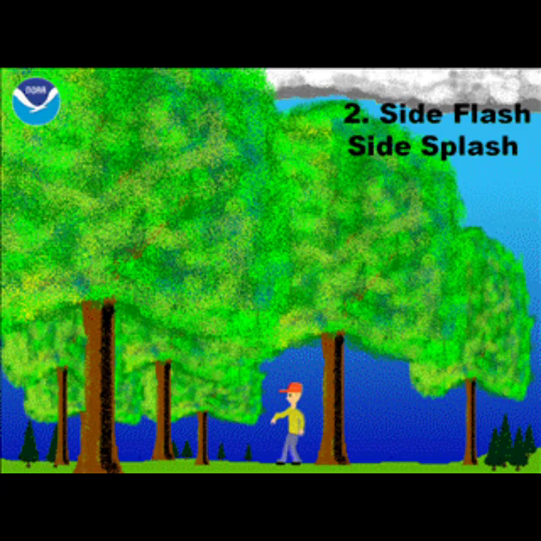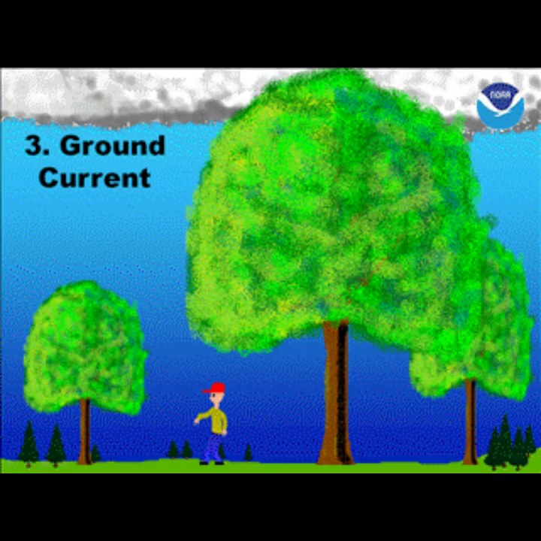Last one is ground potential rise. When lightning strikes the ground, it can cause a rise in electrical potential in the surrounding soil. This can affect nearby objects or systems that are grounded, causing electrical currents to flow through them and potentially damaging equipment or posing a risk to human life.